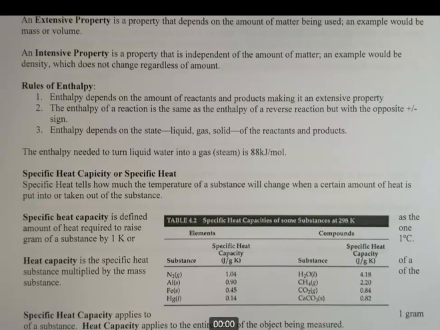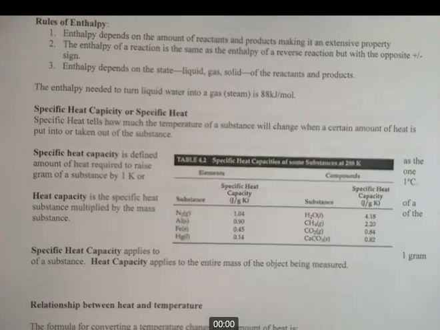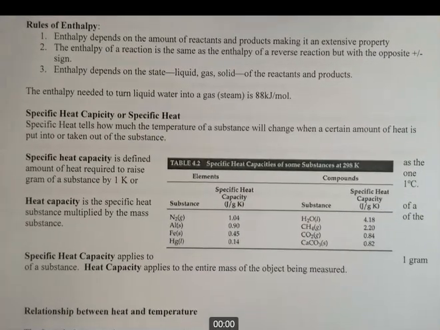So again, heat capacity is the amount of heat needed to raise the temperature of whatever amount of that substance you have by 1 Kelvin. Specific heat capacity is defined as the amount of heat required to raise exactly 1 gram of that substance by 1 Kelvin. So specific heat capacity applies to a substance, whereas heat capacity applies to the entire mass of the object that you're measuring. So that depends on what it is you're actually measuring and how much of it that you have.